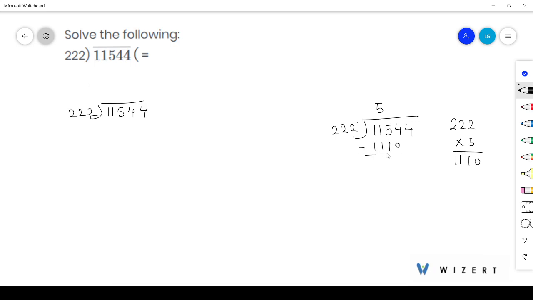222 into 5 is 1110. Do that subtraction. 4 minus 0 is 4, 5 minus 1 is 4, 1 minus 1 is 0, 1 minus 1 is 0. Now move this 4 down. Now let us check 2. 222 into 2 is 444.